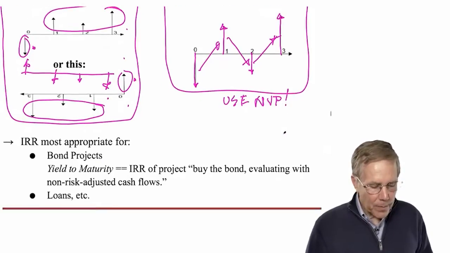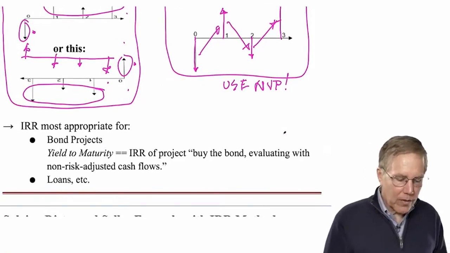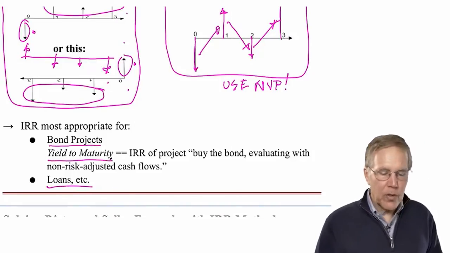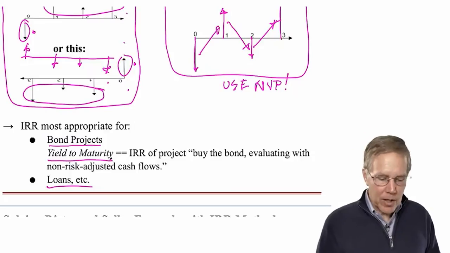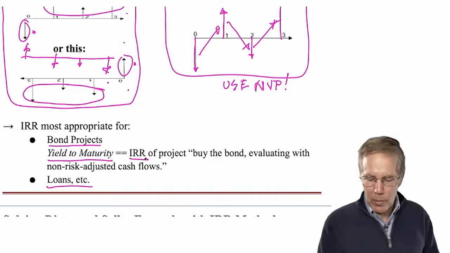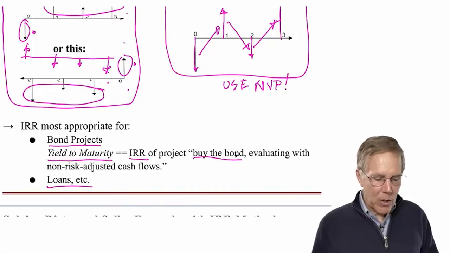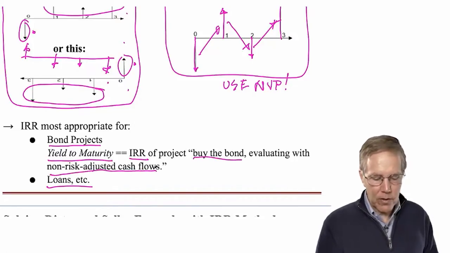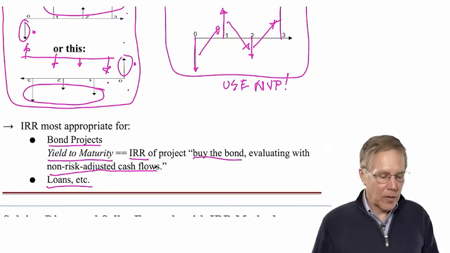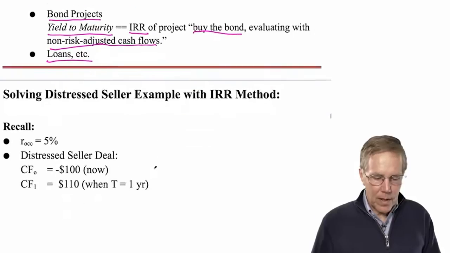Okay, so IRR works very well for bond projects and loan projects, and in the bond world, when folks are talking to you about yield to maturity, all they mean is IRR, kind of a funny IRR of the project by the bond, where they evaluate with non-risk adjusted cash flows. Anyway, yield to maturity, a certain type of IRR that folks in the bond world use.